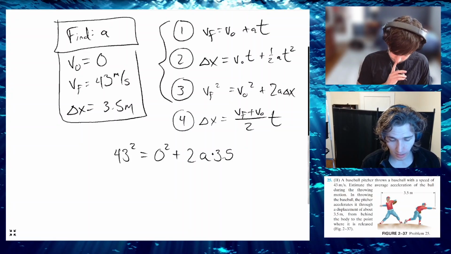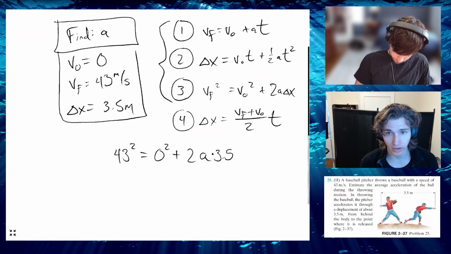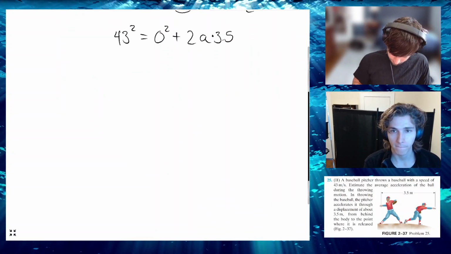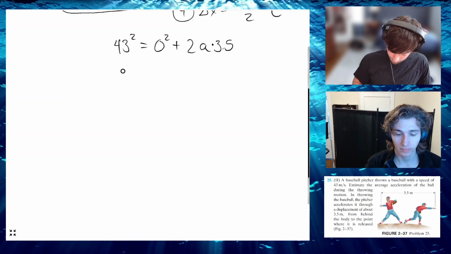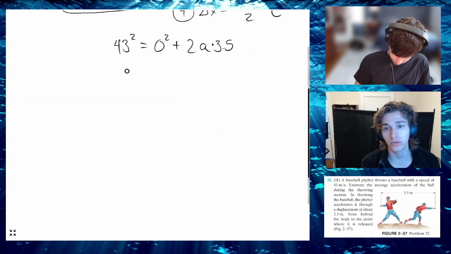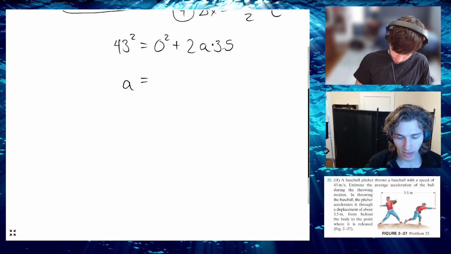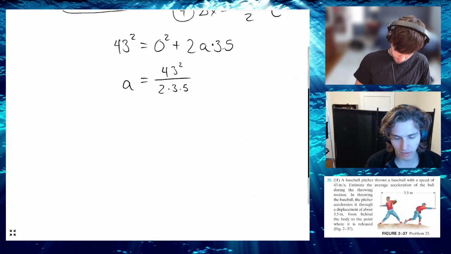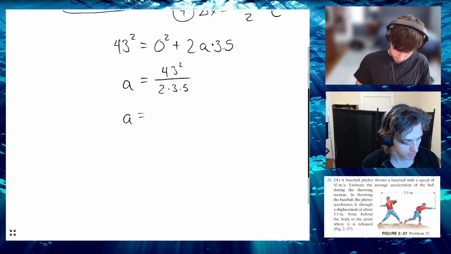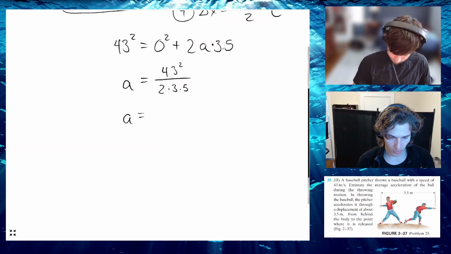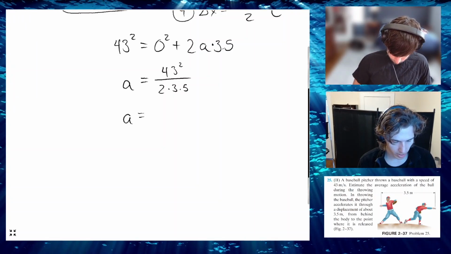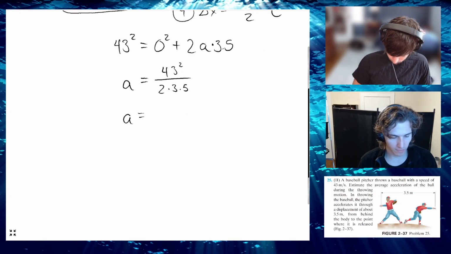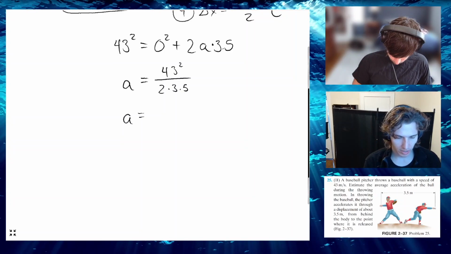Nice. All right, now we just have to do algebra to solve for the acceleration, right? Right. Let's begin rearranging this. What's the first thing I can do here, Matt? First thing we can do, can we divide each side by 2? Yeah, we can divide each side by 2 and 3.5. So we get 43 squared over 2 times 3.5. And actually, we're ready to solve this. Go ahead, pull out your calculator, and we're going to do 43 squared divided by, open parentheses, 2 times 3.5, close parentheses. And let me know what you get for your answer.